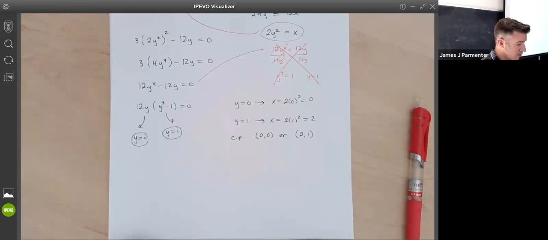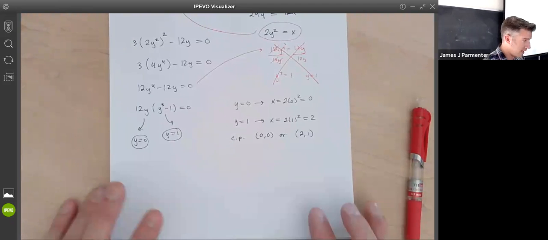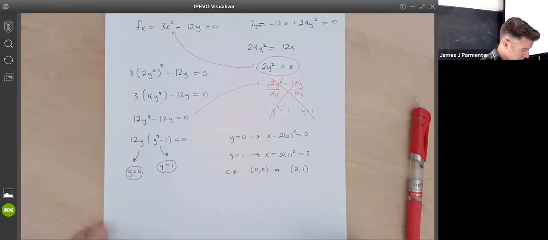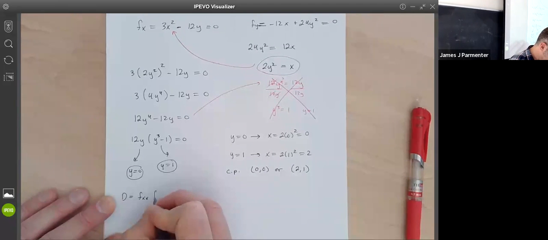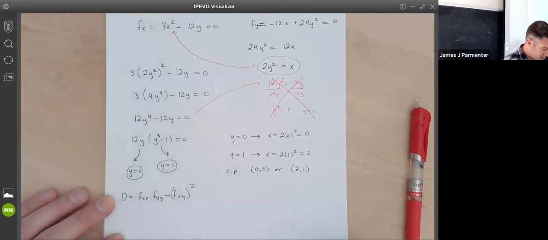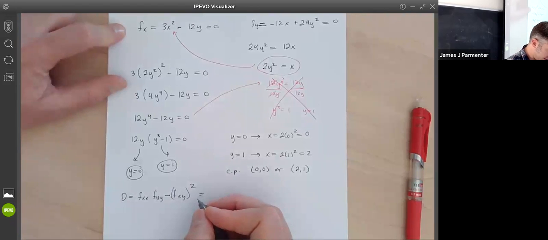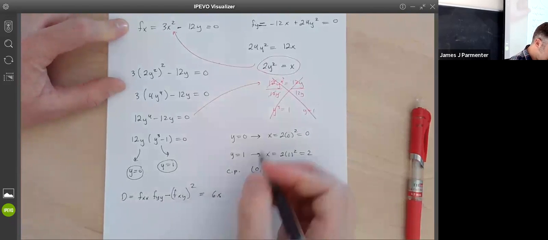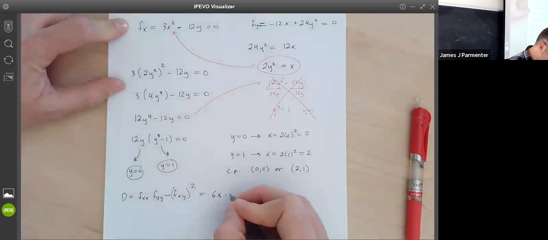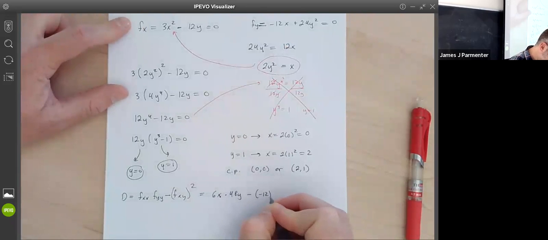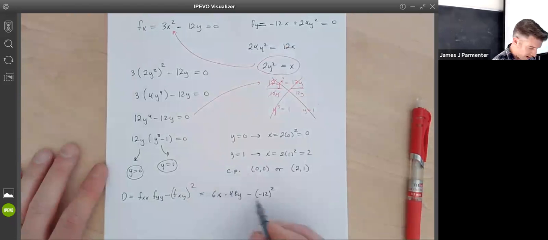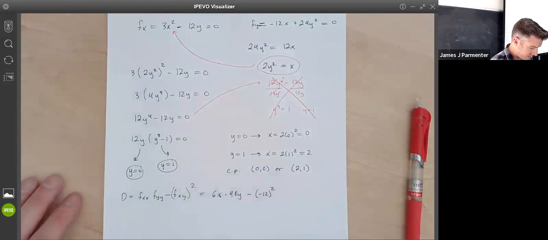And now for each of those critical points, we're going to find capital D. So capital D, which is fxx times fyy minus fxy squared, that's going to equal fxx is going to be 6x, fyy is going to be 48y, and then fxy is negative 12 squared. So I have 6x times 48y minus negative 12 quantity squared.